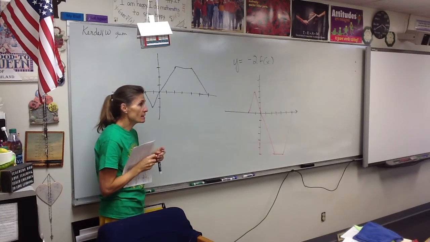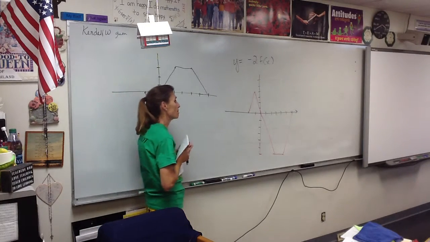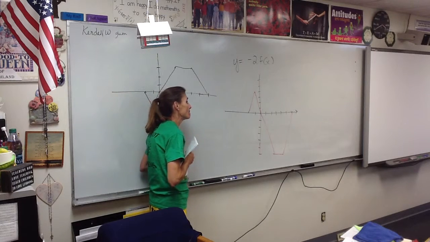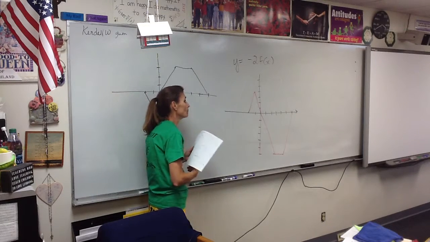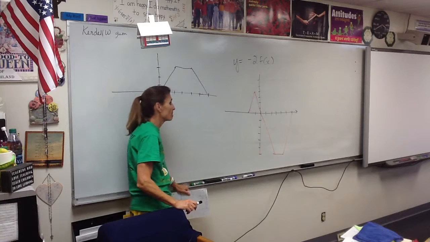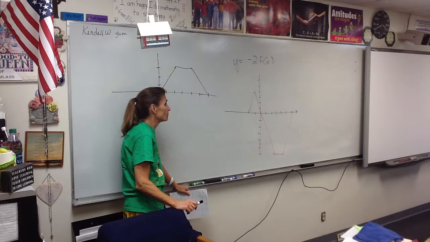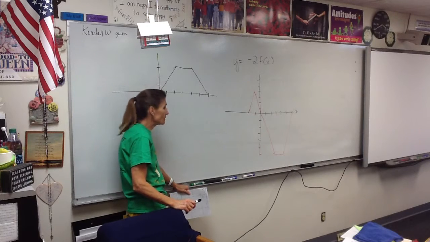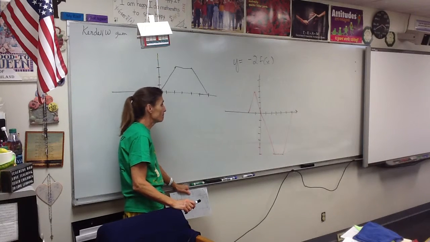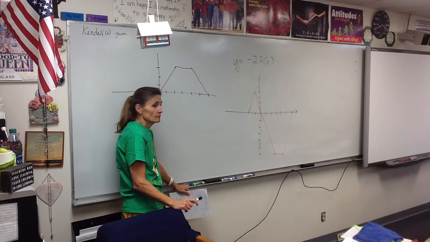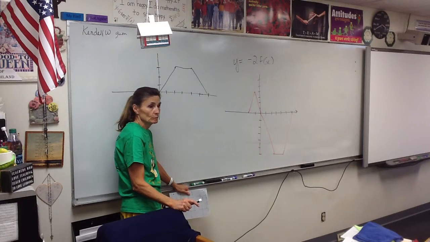Does anybody have a question? Yes, Katie. So when you're multiplying the height and it's a negative, could you just do like -2 times 3 and then... Absolutely, absolutely. And do it all in one step. You sure could. You sure could. Okay?